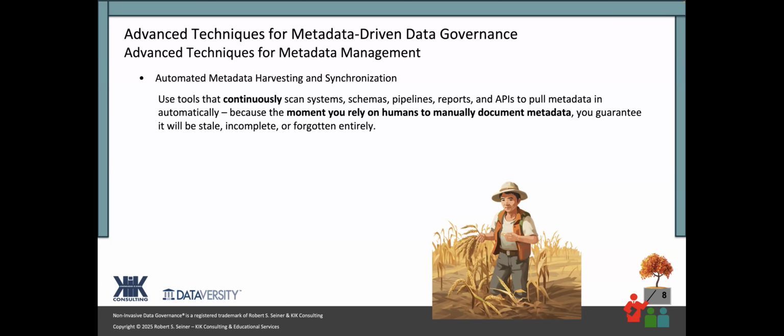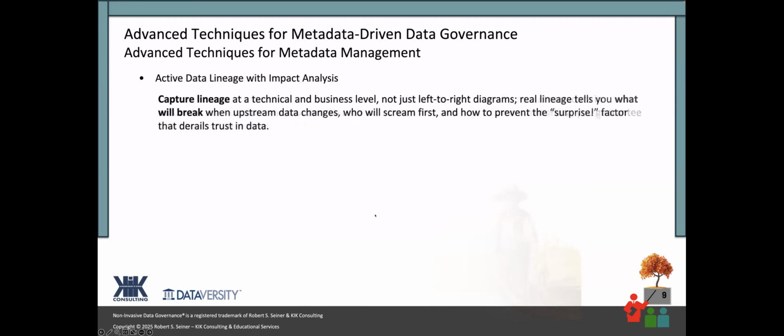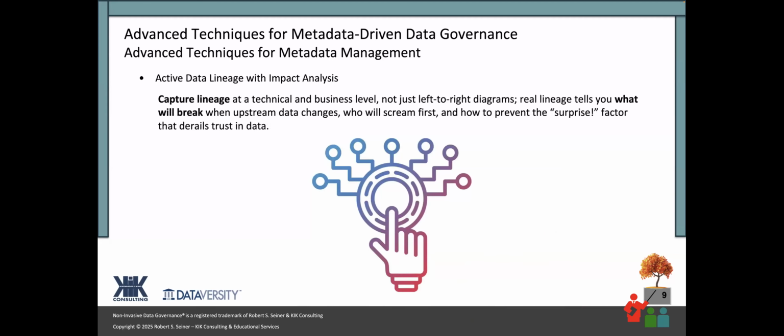So the moment you rely on humans to do something, you can almost guarantee that at some point it's going to be stale or incomplete, or at some point it's just going to fall by the wayside. So automation of metadata harvesting is that first advanced technique. And if there's something that you take away from this session, I'm hoping that that's a really important part of it. Everybody talks about data lineage and using data lineage for impact analysis.